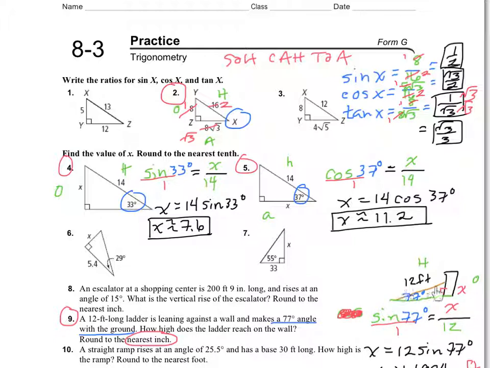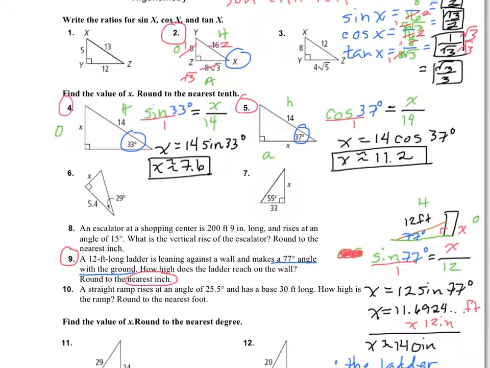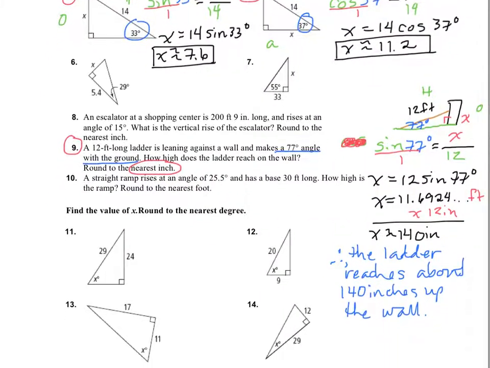The ladder right here is the hypotenuse. So that's the 12 feet. When you set up your equation, X is your side opposite. The ladder is your hypotenuse. So sine of 77 equals X over 12. So right there, there's your number one issue: where did the 77 degrees go, and how do you set up your equation?